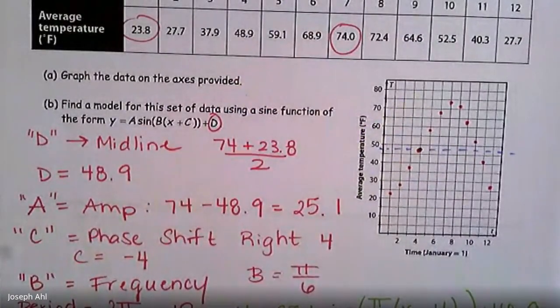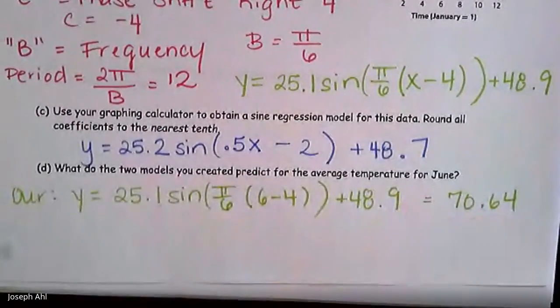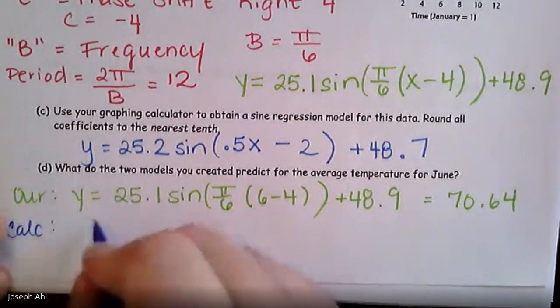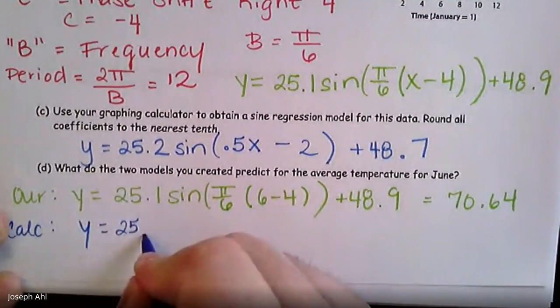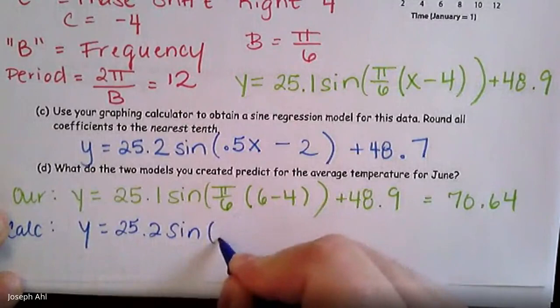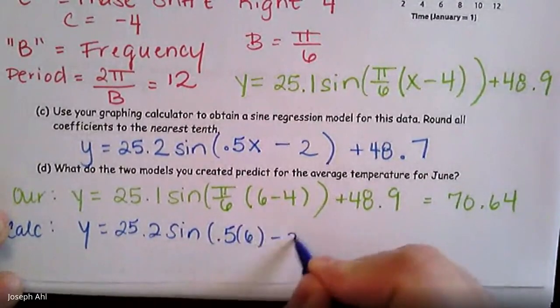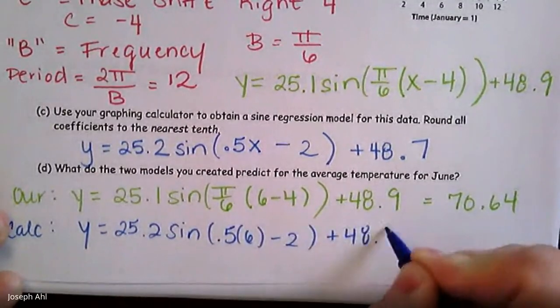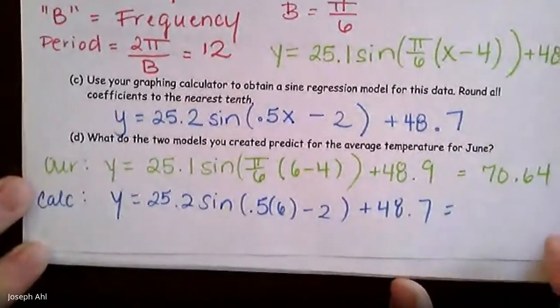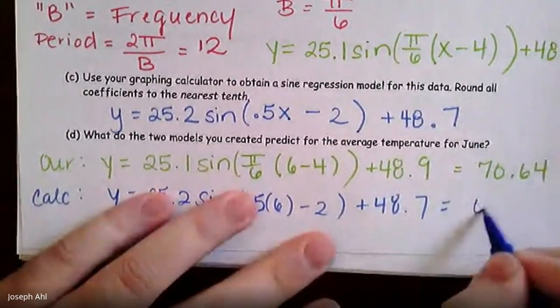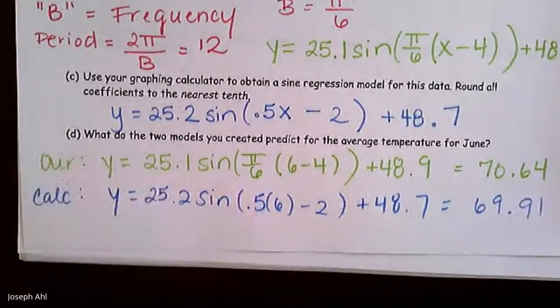And then if we use the calculator model and we plug in 6 for x, the calc would be y equals 25.2 sine of 0.5 times 6 minus 2 plus 48.7. You guys can type that in quick and double check that you get the same number as me. Now I got that the average high temp is 69.91 degrees. So that's even a little bit closer to what the actual data point suggests, that in month 6 the average temperature was 68.9.